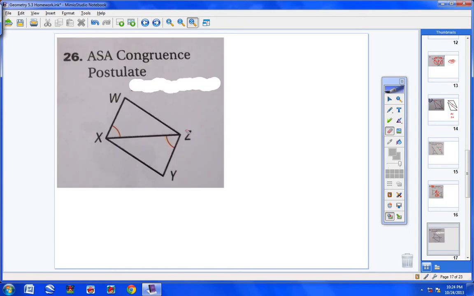Let's take a look at 26. They want us to use the angle, side, angle postulate. Angle, side, angle. Now, think about this. If we split these two triangles up, we know they share a side right here. Okay? We can see that. In fact, very quickly, I'm going to do what I almost always do.